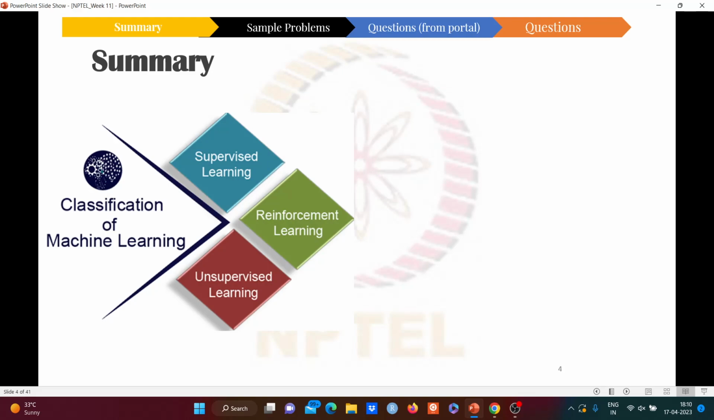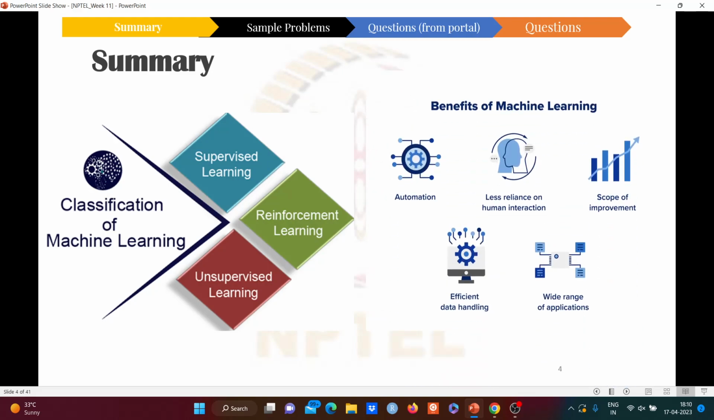Talking about applications, machine learning has a wide range of applications across various industries, including healthcare, where it is used for disease diagnosis or prediction, and finance, where it is used for fraud detection, risk assessment, and other things, as well as marketing, manufacturing, transportation, and many other areas. Overall, machine learning has the potential to revolutionize many industries and improve our daily lives in numerous ways.